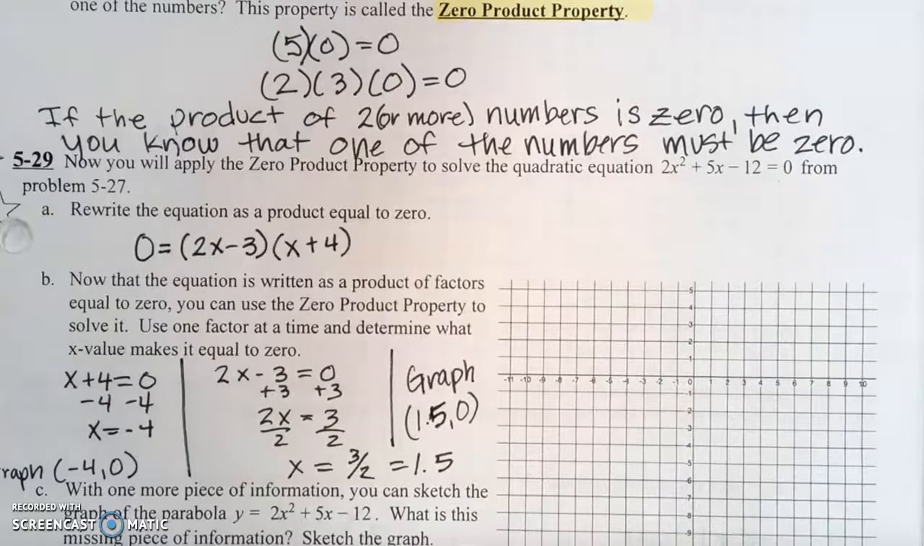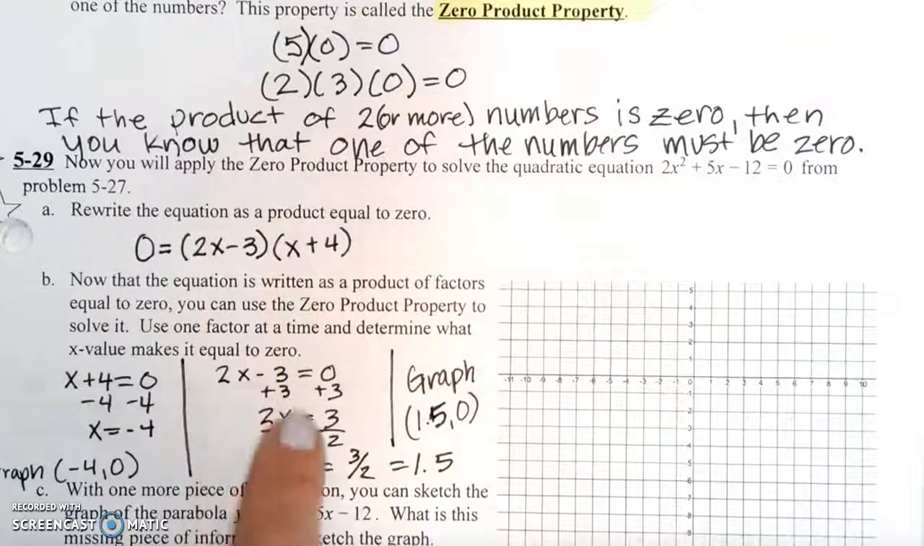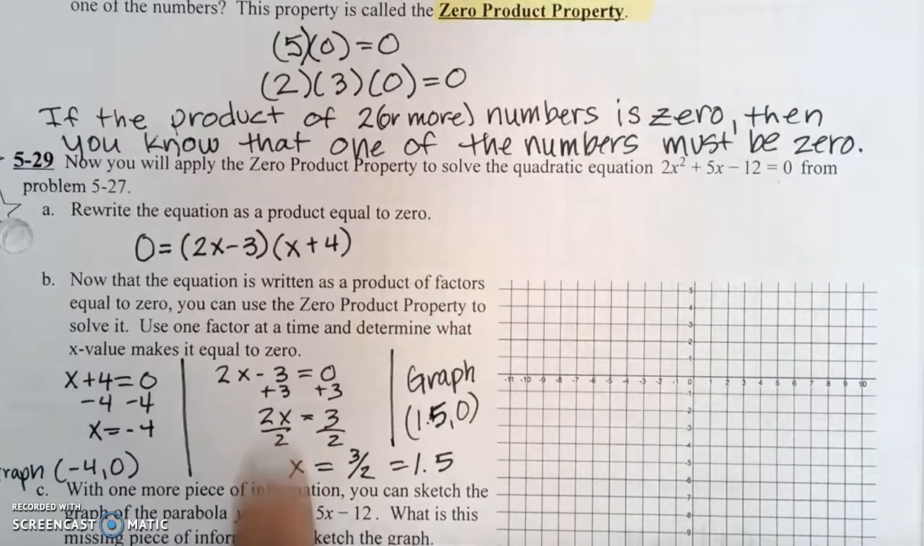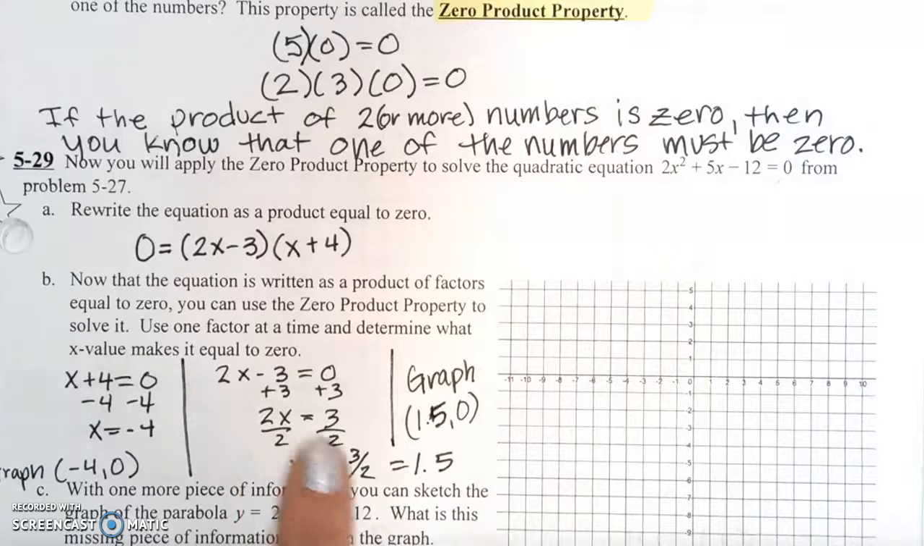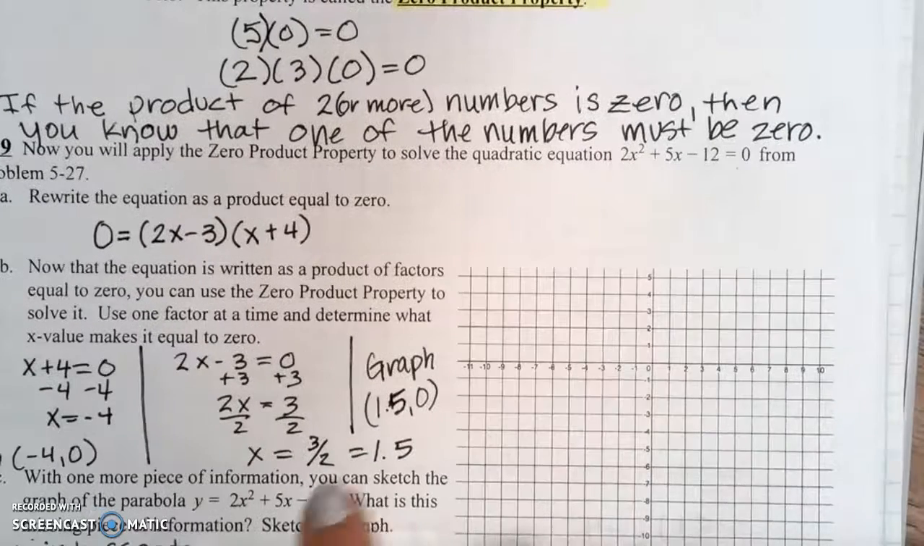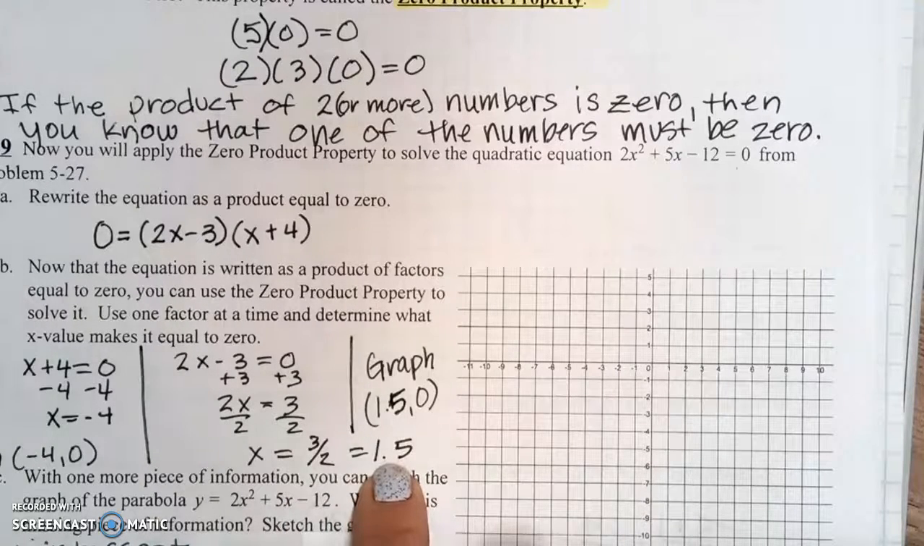Now I'm going to do the one that's slightly harder. Why? Because it has a coefficient of 2. So we're going to say this factor, 2x minus 3, set it equal to 0. Add 3 to both sides, which leaves me with 2x on the left and 3 on the right. Then I have to divide by 2, and that gives me 3 halves. Okay? Now we're going to graph that as a, well, I changed it to a decimal. I changed it to 1.5. You guys know how to get 1.5 from 3 halves? Okay. So we're going to graph that point as well.